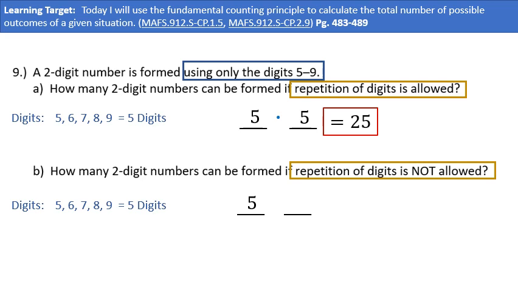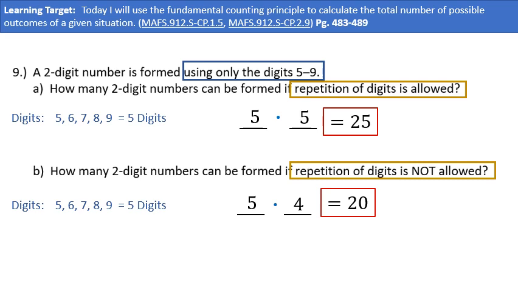So now I don't have 5 options for that second slot. I only have 4 options. 5 times 4 is 20, and I'm done. 20 different ways. Notice how changing that one rule affected our probability. Anytime you are allowed repetition, you're going to have more options. If you do not allow repetition, then the number of choices you have will decrease and the number of total options will be smaller. So repetition means repeat.